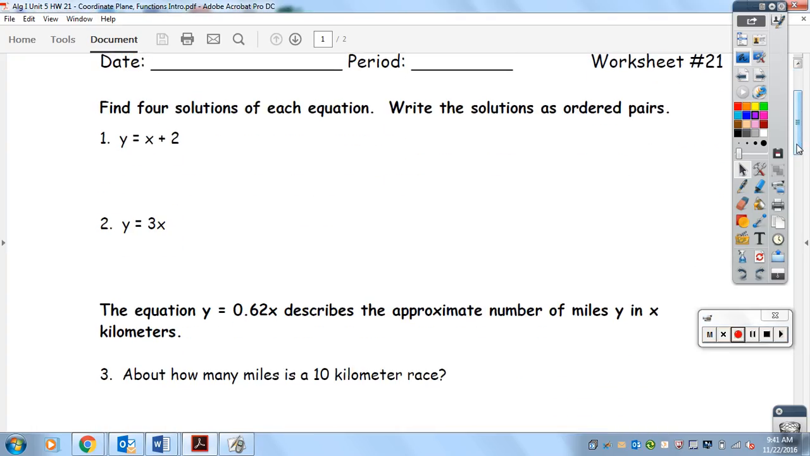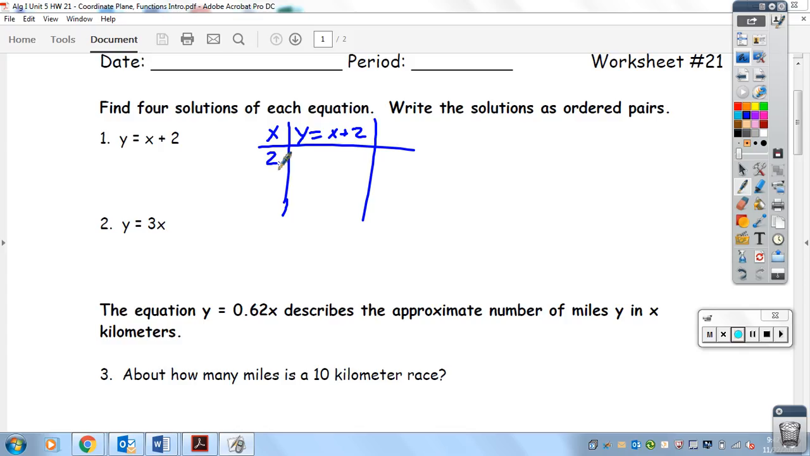Number 2 asks you to find 4 solutions for each equation and write the solutions in ordered pairs. I'll do the first one. Essentially what it's asking you to do is take y equals x plus 2 and make our table. Solutions are an x-y combo that we can plug in and make it work. You could have done it in your head, but we could just choose any x. Say we chose 2. If x were 2, that'd be 2 plus 2, and y is 4. So the solution is (2, 4). (2, 4) is a solution, because if I write the equation y equals x plus 2, and instead of y I put 4, and instead of x I put 2, 4 equals 4, which is true. That's why it's a solution.